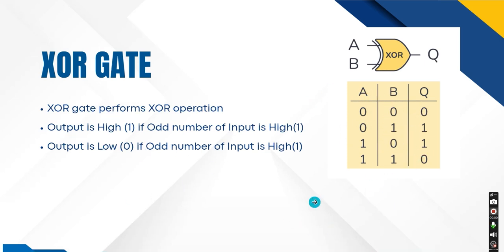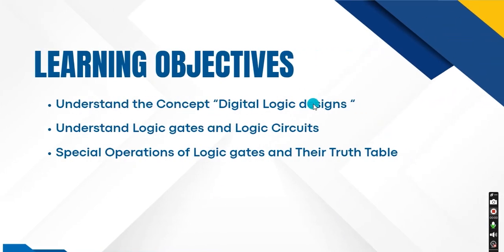So we've talked about logic design. We've understood logic gates and logic circuits. In this video, we've also talked about some special operations of logic gates as well as the truth table. So I believe that at the end of this video, you should have learned all of these.